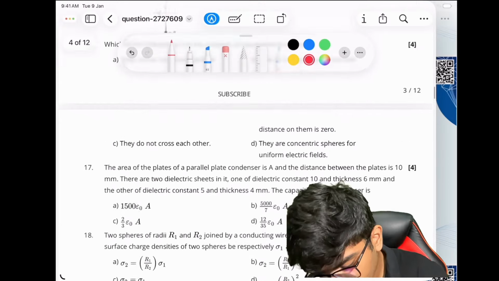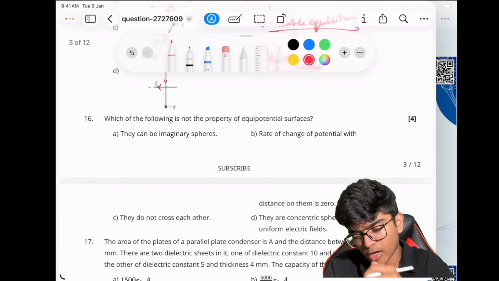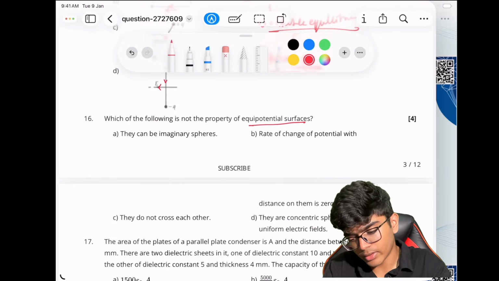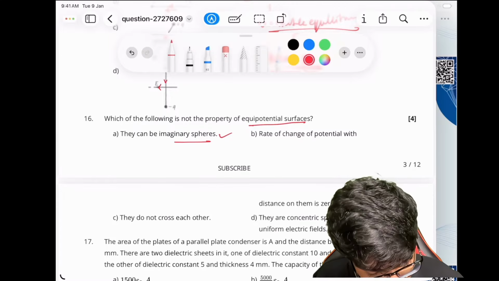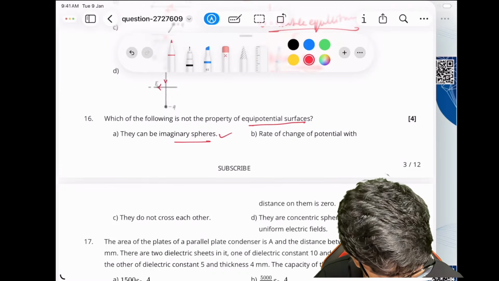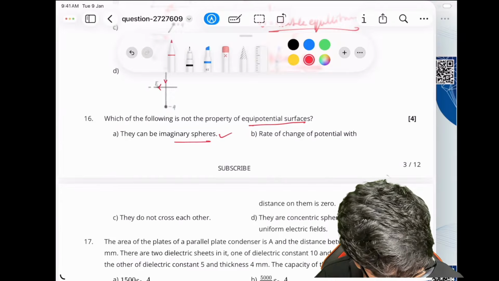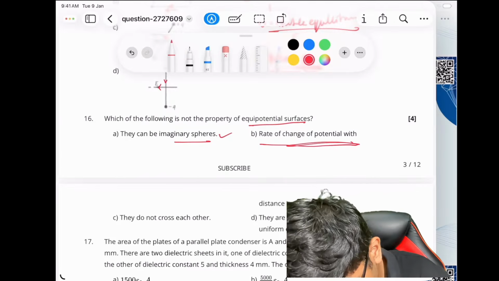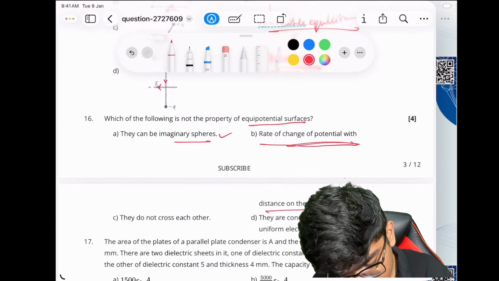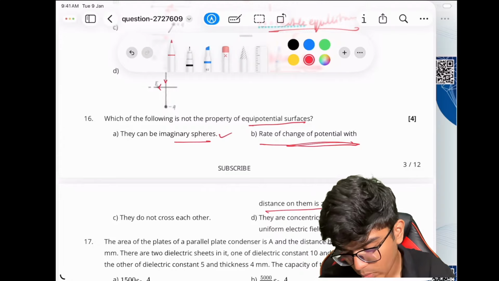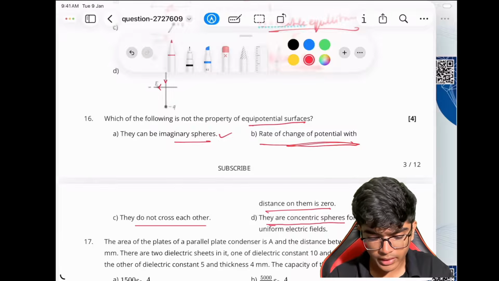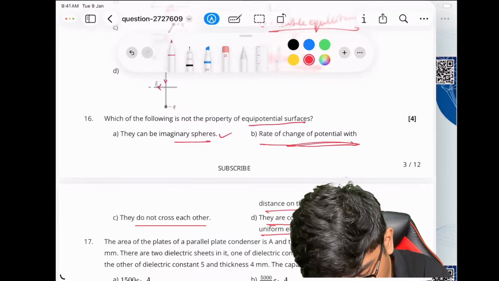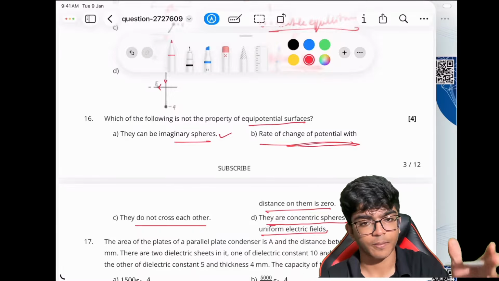Okay, fine. Which of the following is not a property of equipotential surfaces? Equipotential surfaces can be imaginary surfaces. Yes, they are imaginary spheres at times. The rate of change of potential with distance on them is 0. Yes. They do not cross each other. Yes, they do not cross each other. They are concentric spheres for uniform electric fields. No. For uniform electric fields, they are just planes.